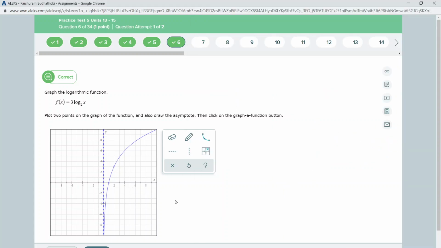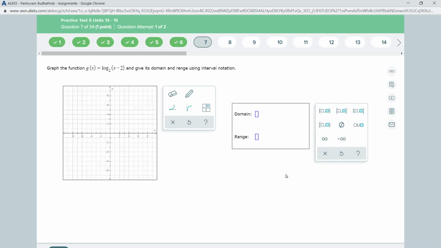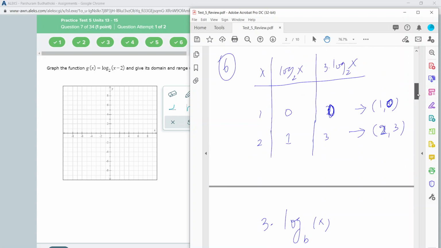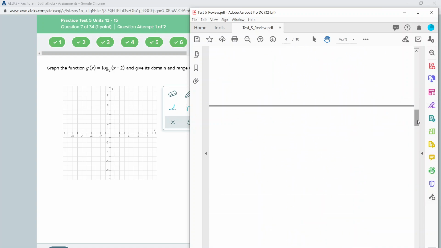Okay, let's go to the next problem. This is a similar kind of problem, log base 2 of x. After plotting that graph, you just have to shift that graph 2 units to the right, and give the domain and range using interval notation. So remember, if you go back here, these are the points. This is the base graph, and we're shifting that graph 2 units to the right. So that's problem 7.